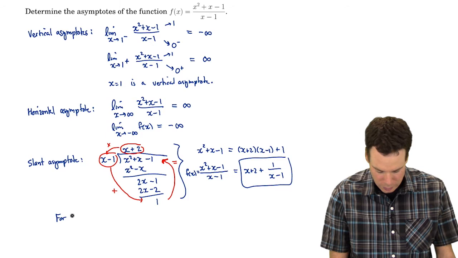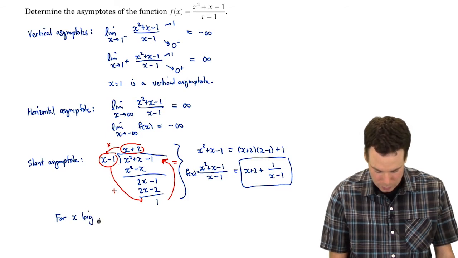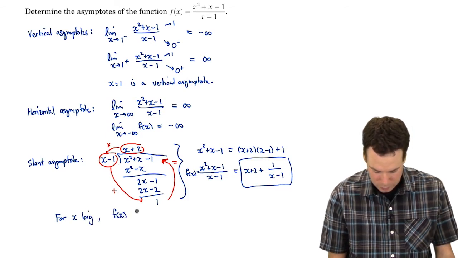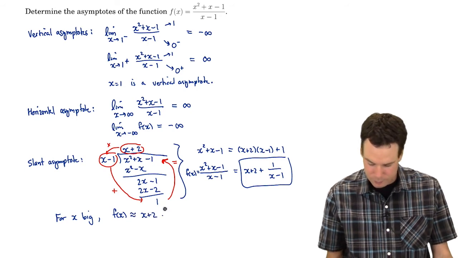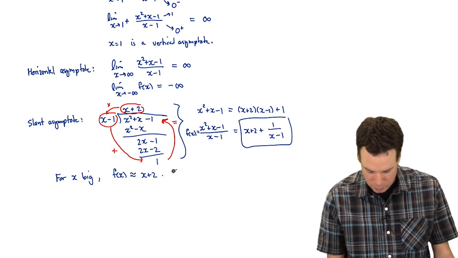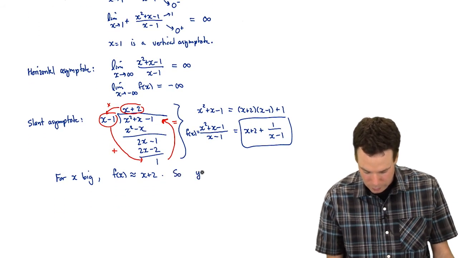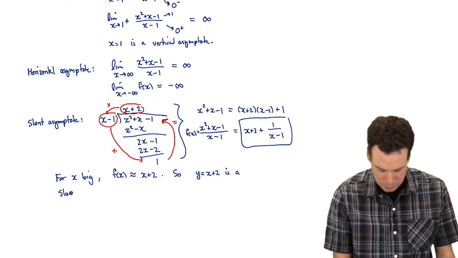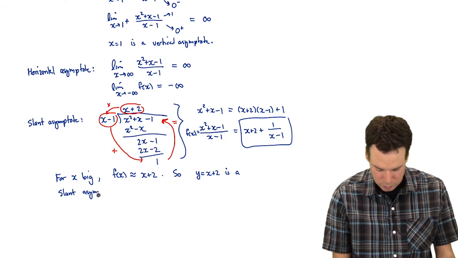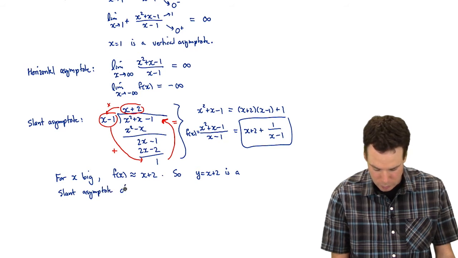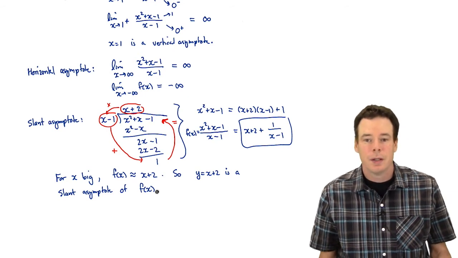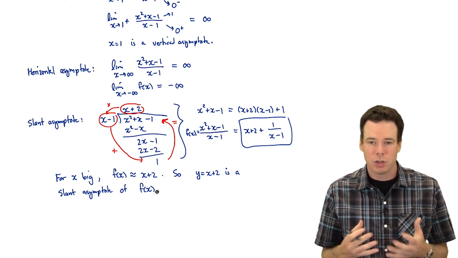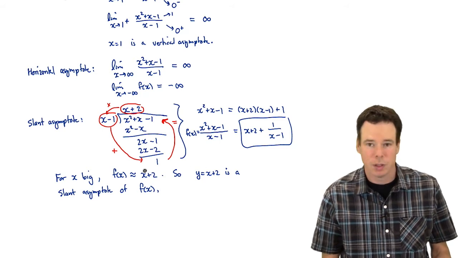So for x big, f of x approximately looks like x plus 2. So y equals x plus 2 is a slant asymptote of f of x. Okay, so we've got a slant asymptote. The function's blowing up, but it's blowing up roughly like x plus 2 is.